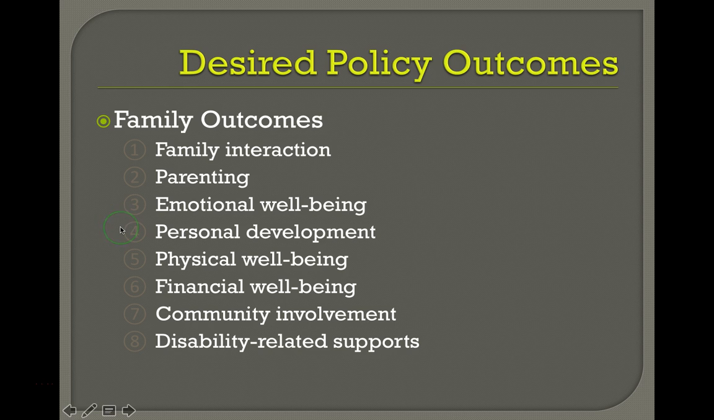Personal development is looking at the opportunities for continuing education, the employment status of parents, the educational level of family members as a whole. Physical well-being on a family outcome level looks at access to medical and dental care, recreation, and leisure access. When we're looking at financial well-being, this is looking at transportation. Does the family have access to transportation to certain appointments? Are they able to navigate their community? Are they able to still gain just as much family income as a family without a family member with an intellectual disability?